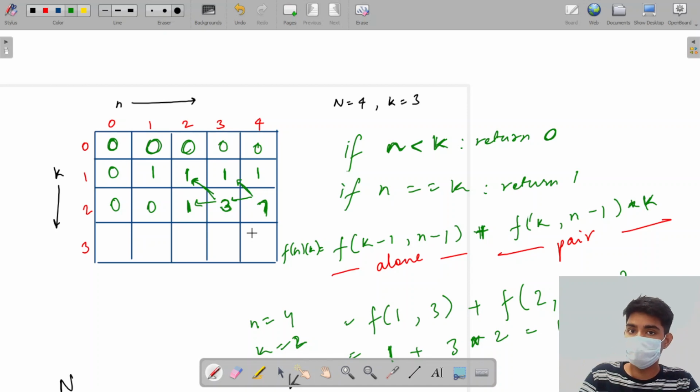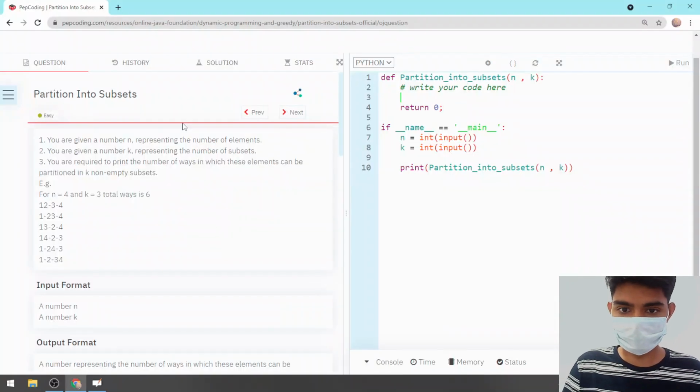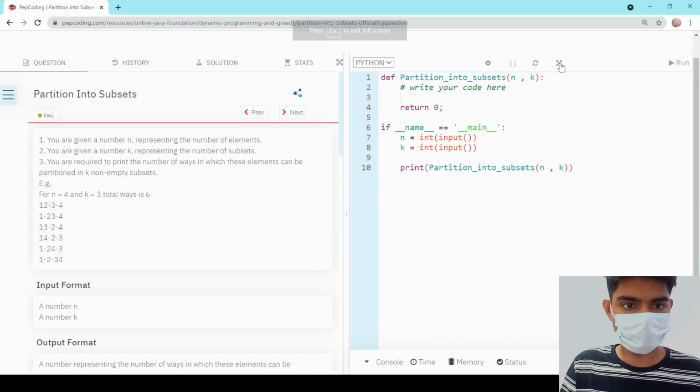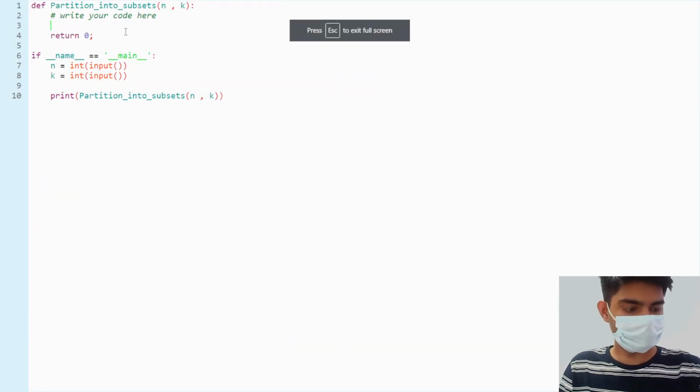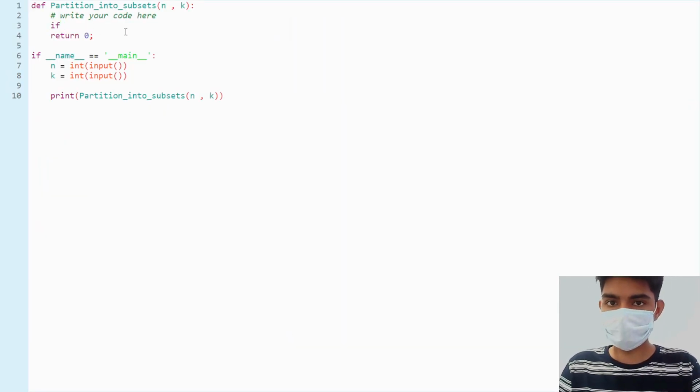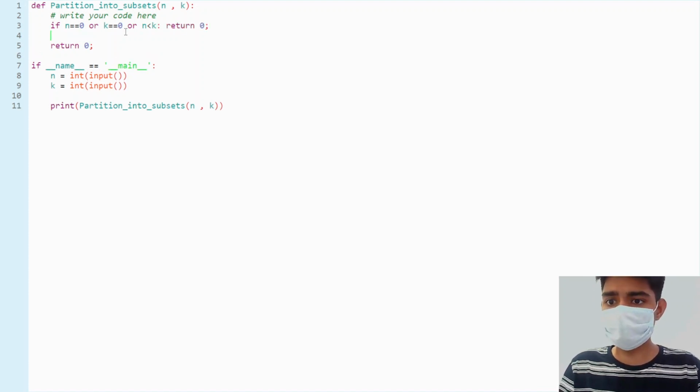So now let's try to code this question. Okay, let's do this full screen. Now let's first write some base cases: if n is 0 or k is 0 or n is less than k, then I'm going to return 0, because I know that for these cases my answer would be 0 only. I cannot divide people into subsets there, so my answer is going to be 0. So I'm just going to return a 0.